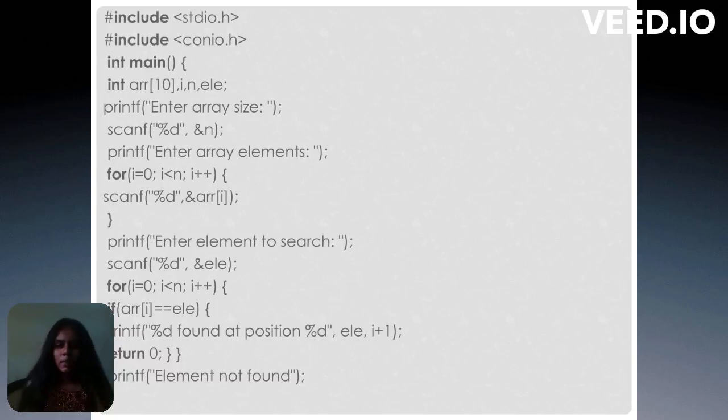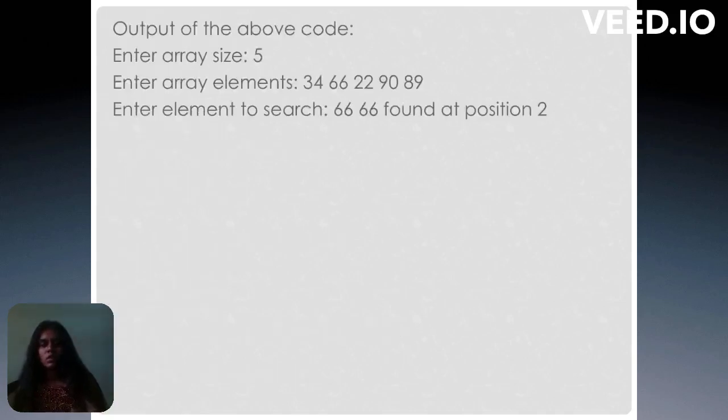Here is an example program where we first enter the array size. After entering the array size, we enter the elements using a for loop, and then we also use a for loop to search for the element we enter. After the element is searched, the index number or position of the element is found. If the for loop finishes and the element is not found, it prints that the element is not found.